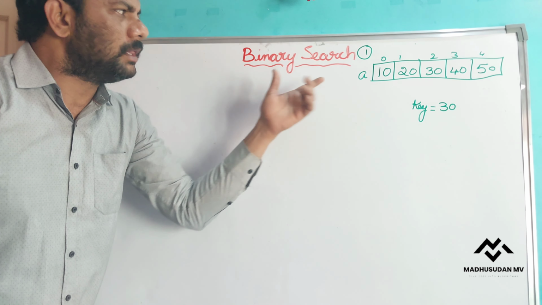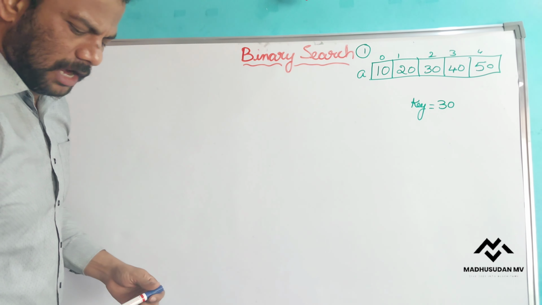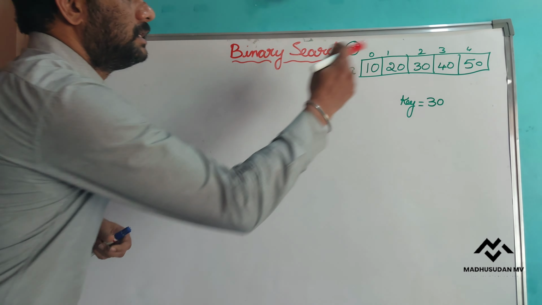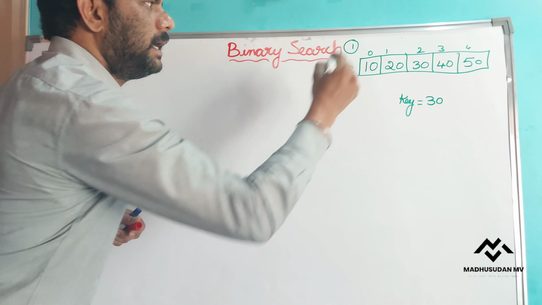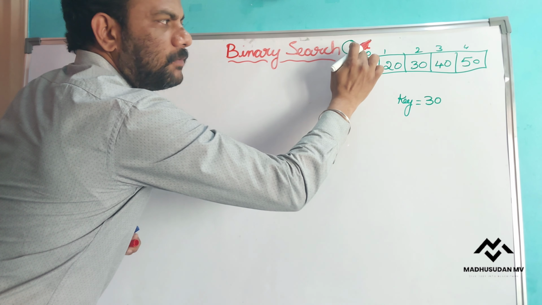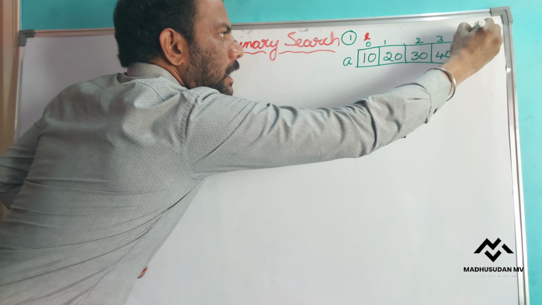Now what we do in binary search is take the leftmost index. Here, 0, 1, 2, 3, 4 are the indices. Which is the leftmost index? L. 0 is the leftmost index and 4 is the rightmost index.